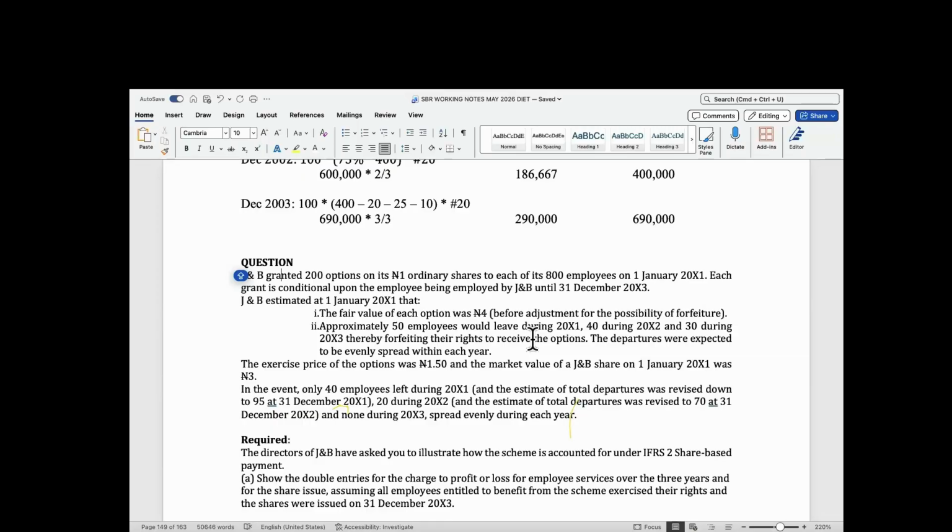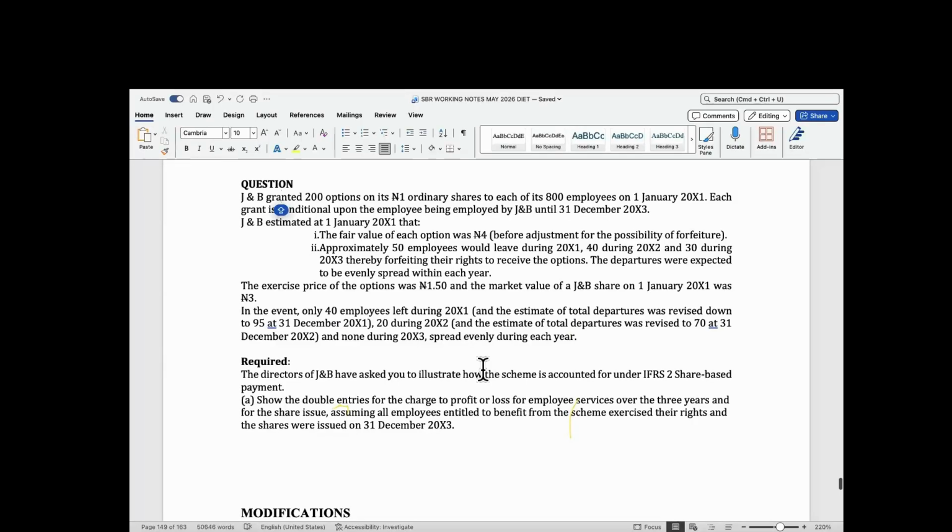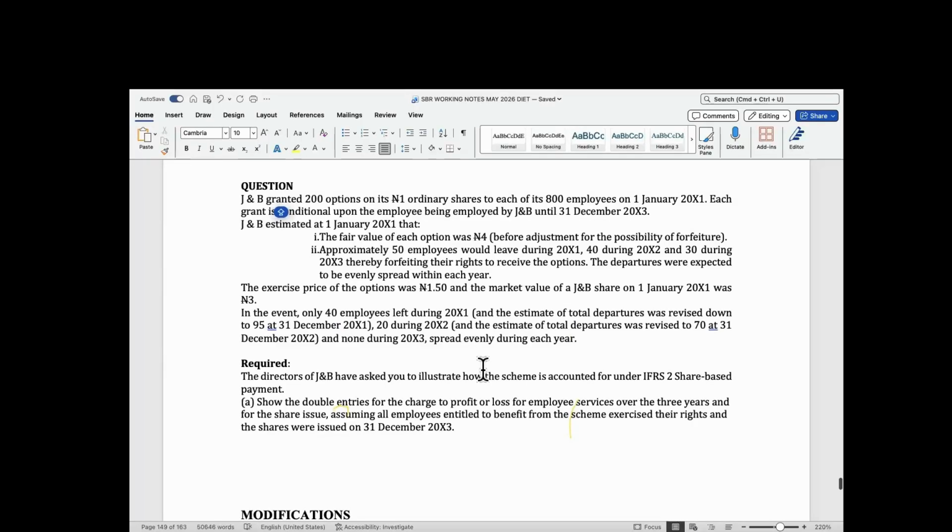Required. The directors of J&B have asked you to illustrate how the scheme is accounted for under IFRS 2. Show the double entries for the charge to P&L for employee service over the 3 years and for the share issue, assuming all employees entitled to benefit from the scheme exercise their rights, and the shares were issued on 31st December 2003. Okay, quite long, but let's pick out the important things there.